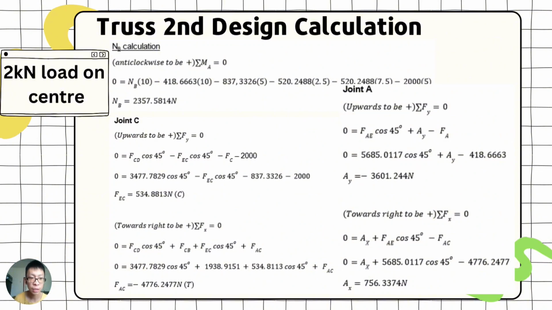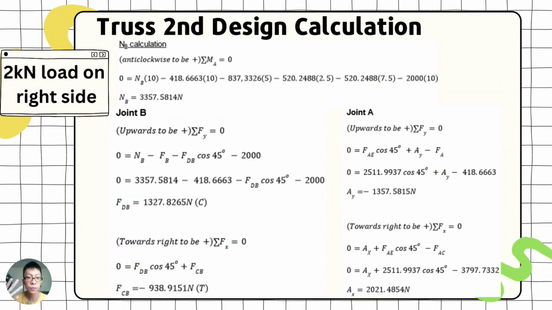And for the 2 kilonewton on center, as the previous one was 2 kilonewton at joint A, for this one it is 2 kilonewton on the center, which is point C. Actually, it's the same thing, but with different variations, in which for the MB calculation we need to add negative 2000 times 5. So our MB will be increasing, and for joint C, we need to include the negative 2000 newton, since our load now is at the center. And for joint A, we need to remove the negative 2000 newton. So we're getting an AX and AY. However, our AY is negative, compared to the positive value in the previous calculations.